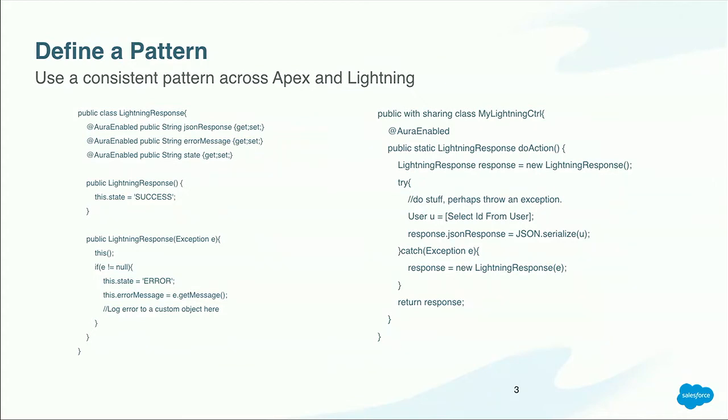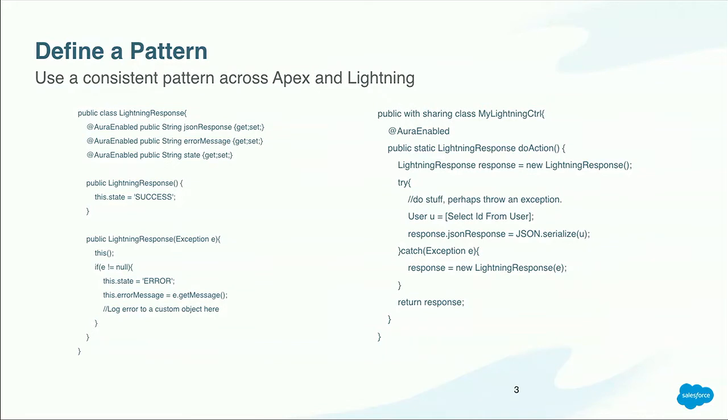Another thing to note is that in my pattern I have 2 constructors as part of my Apex class. So I have a default constructor, which is the happy path of my Lightning component. It's a successful state. And then the second constructor is for my exceptions that might happen. So I'll pass an exception into the constructor and then have it handle it accordingly. A cool thing that you can do here actually is if you want to log your exceptions into a custom object in Salesforce, you could easily do that here as well.